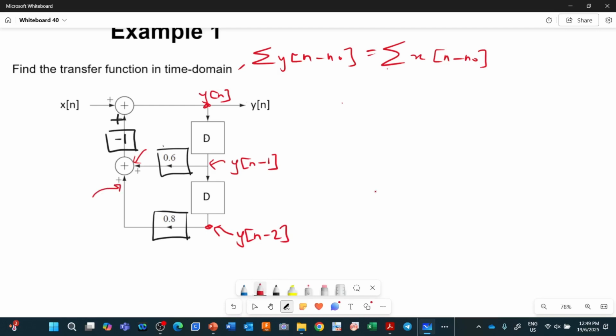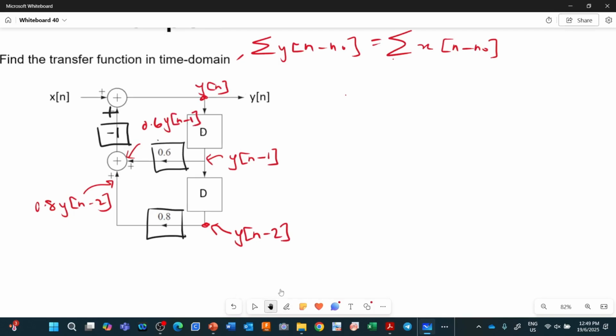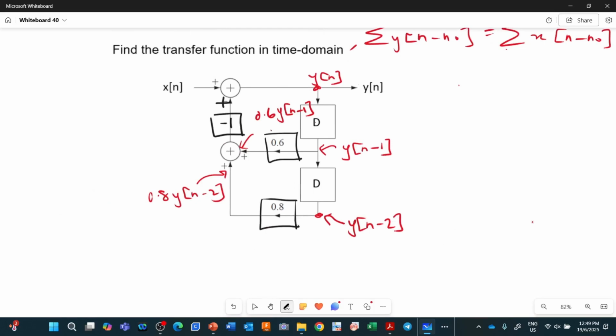This point, what do you have? 0.8 y[n-2]. At this point, 0.6 y[n-1], and minus 1. So this point times this one goes to the summation point, and then you have the minus gain. So we write it directly. So you have minus 0.6 y[n-1] plus 0.8 y[n-2].